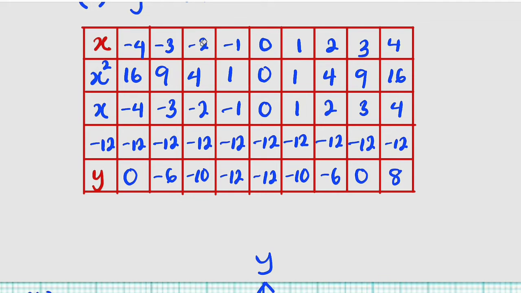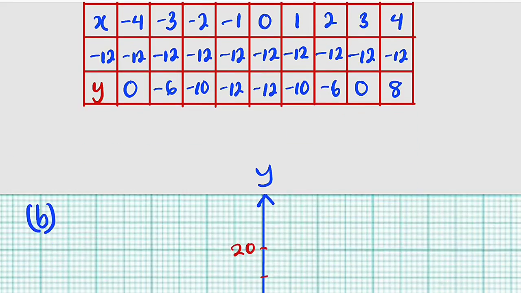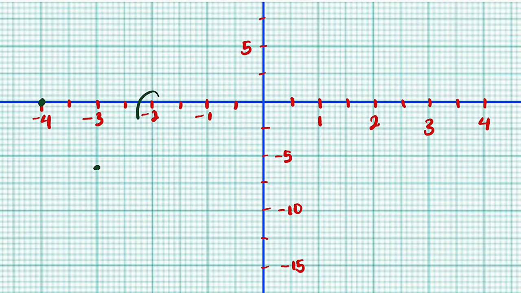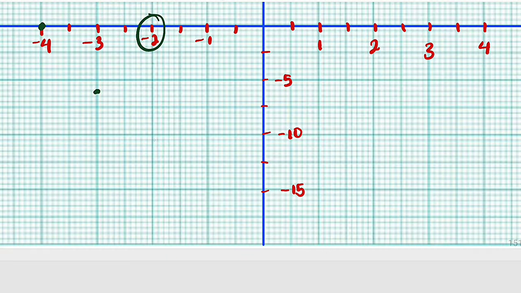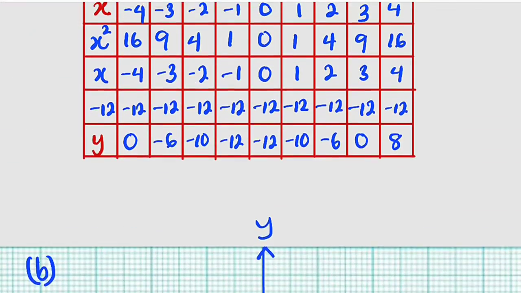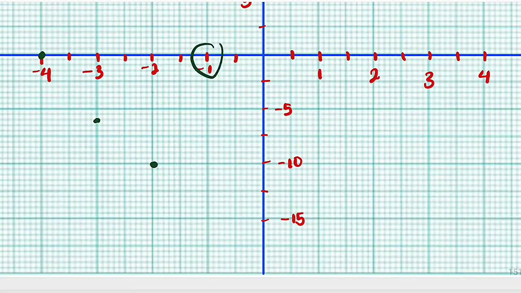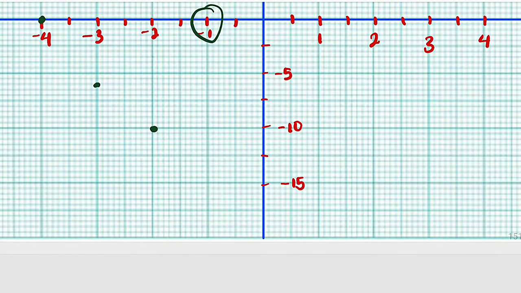When x is -2, we have y to be -10. That is -2, -10. This is -2, y is -10. This is where we have -10. Let's continue. Then -1, -12. This is -1. Let us locate -12. You know that this is -10. So we need 4 small lines extra, right?